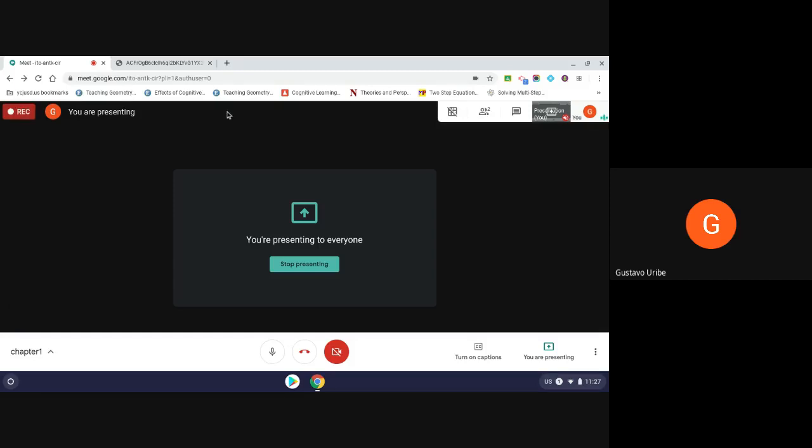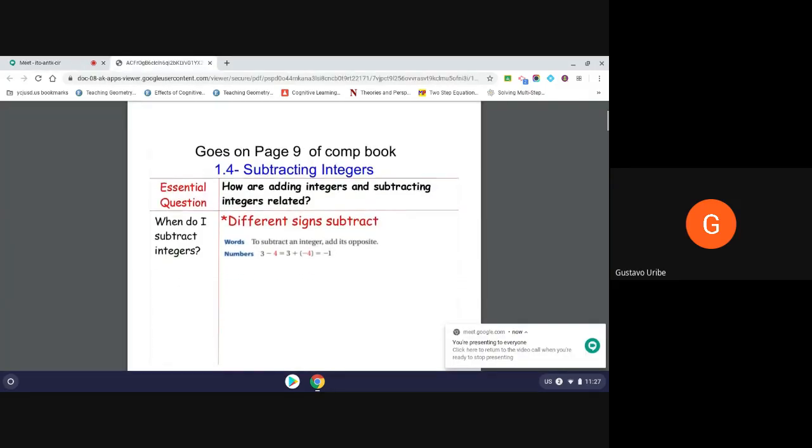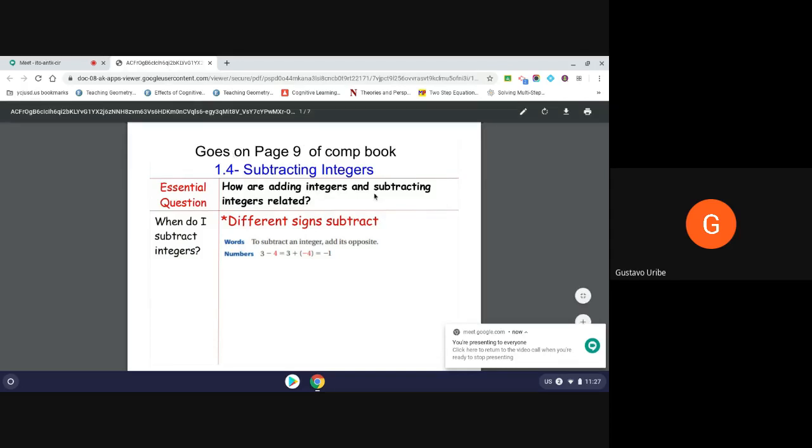Hello everyone. Today we are going to be going over 1.4, subtracting integers. Our essential question is how are adding integers and subtracting integers related? And then your question on the left-hand margin is when do I subtract integers?